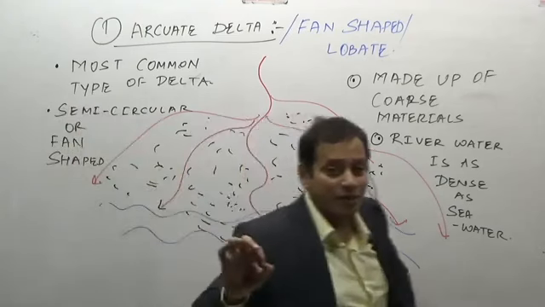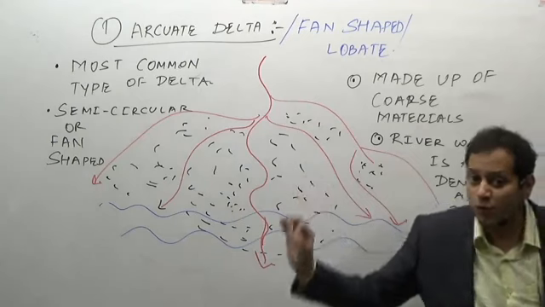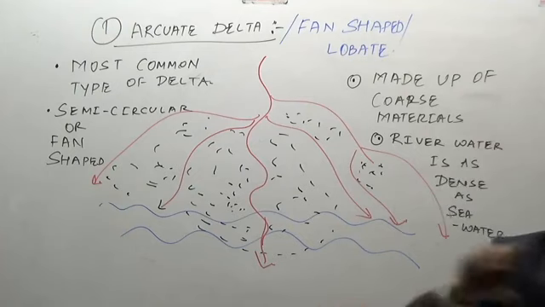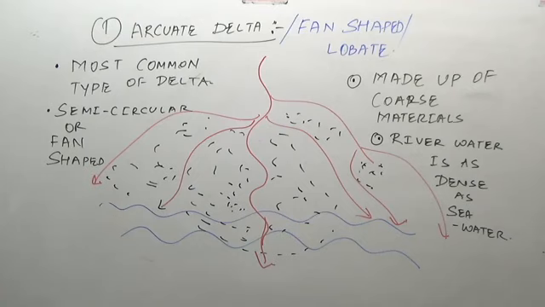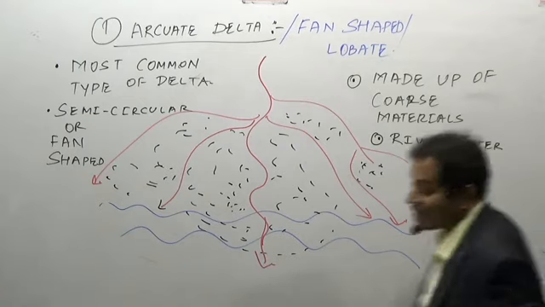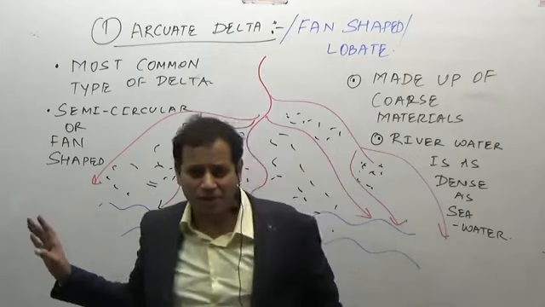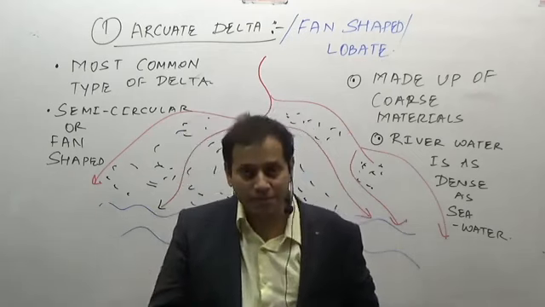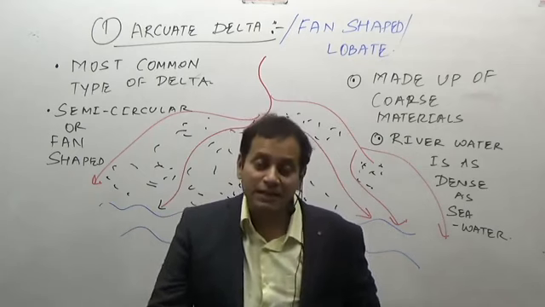It is semicircular or fan-shaped, made up of coarse materials, when the river water is as dense as sea water. Repeating, as dense as sea water is a fan-shaped delta. How to remember? Fan is when the river water has equal density to the sea water. Past year question, mark it as an important one. Now, what are the examples? There are numerous examples of a fan-shaped delta, but remember some important ones. One of the best examples is River Nile.